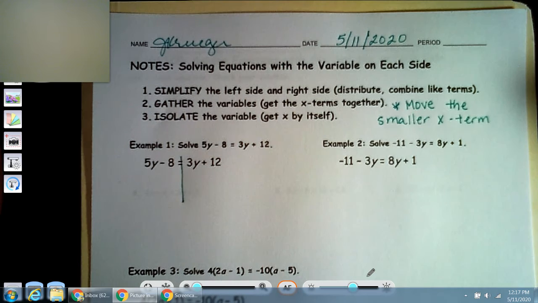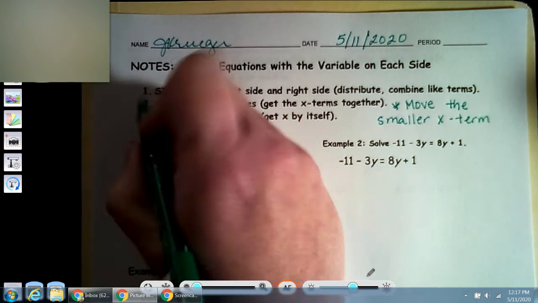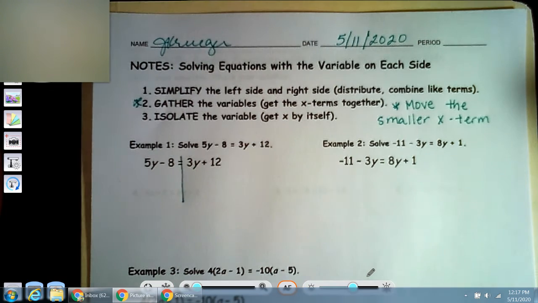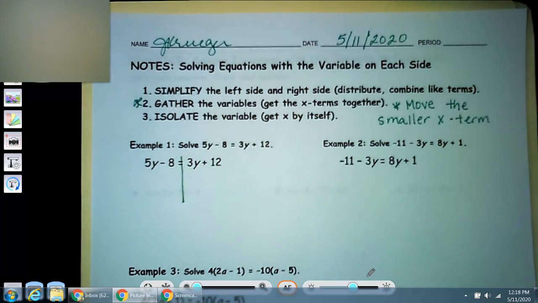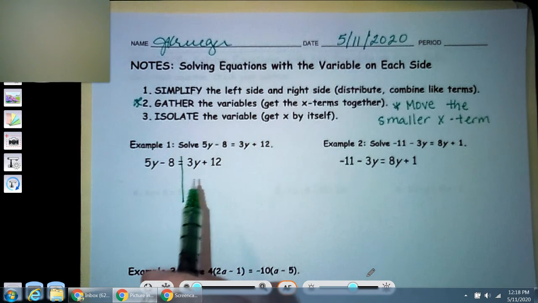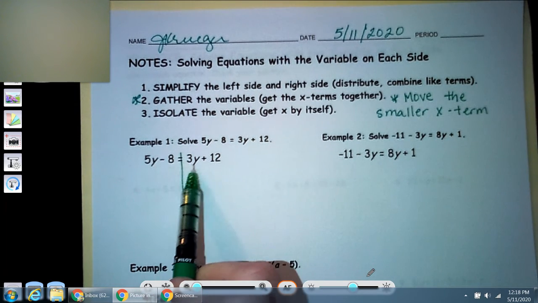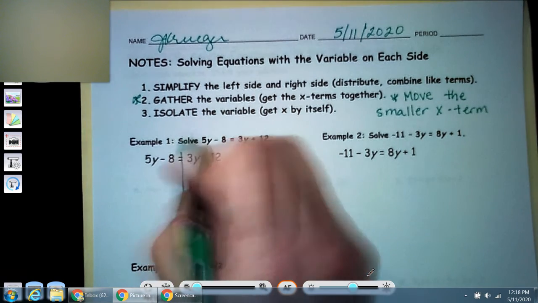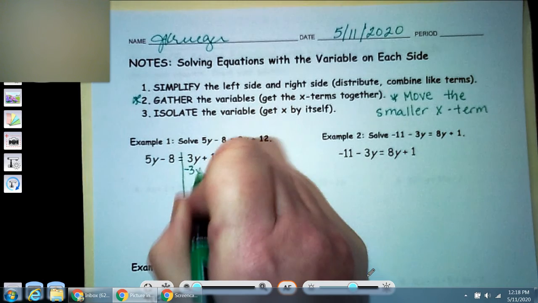I'm going to start by drawing my line down the middle, my wall. And I want to gather my variables, get my variable terms together. You'll notice I have 5y on the left side and 3y on the right side. The way I'm going to do that is the same way I move anything in an equation: I do the opposite operation. I have a 5y and a 3y. I want to move the smaller one, so I'm going to subtract 3y from both sides.